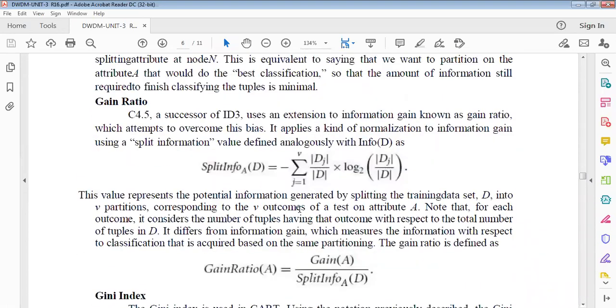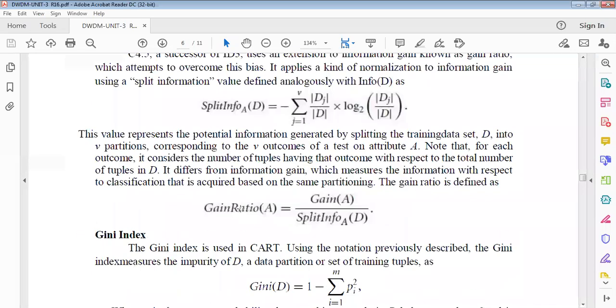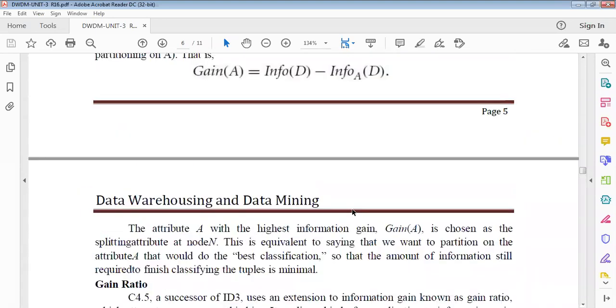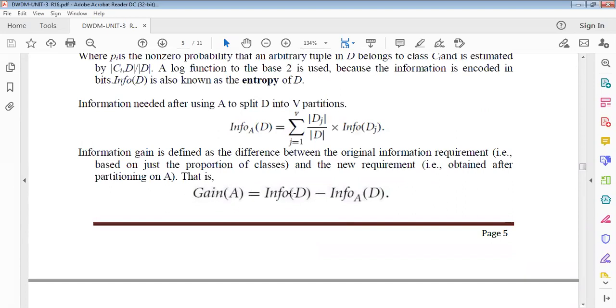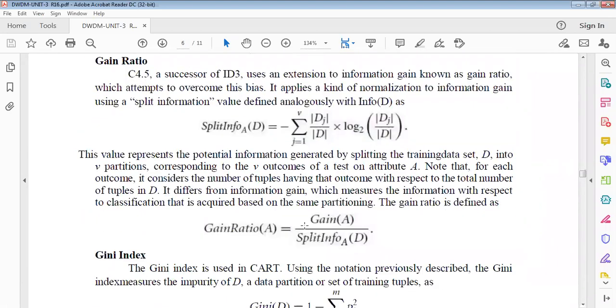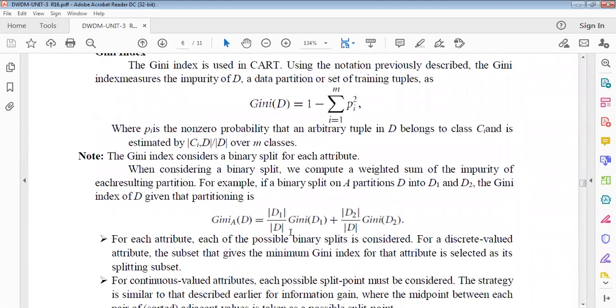In a similar way, you can provide the gain ratio. This is the gain ratio of the splitting, using the split information of A and the information of A. So this is the way you can find out the Gini index.